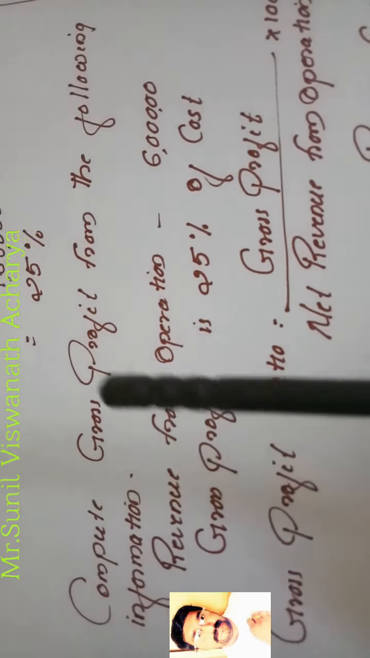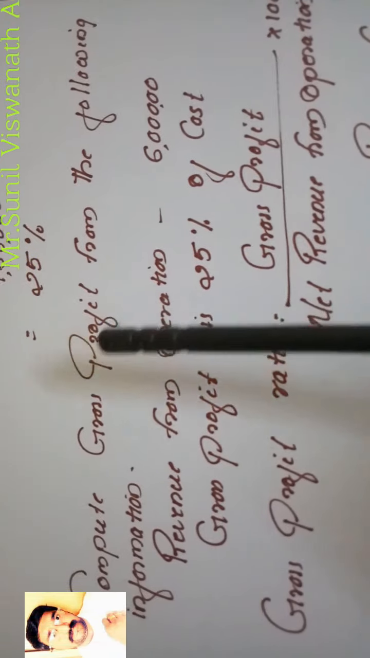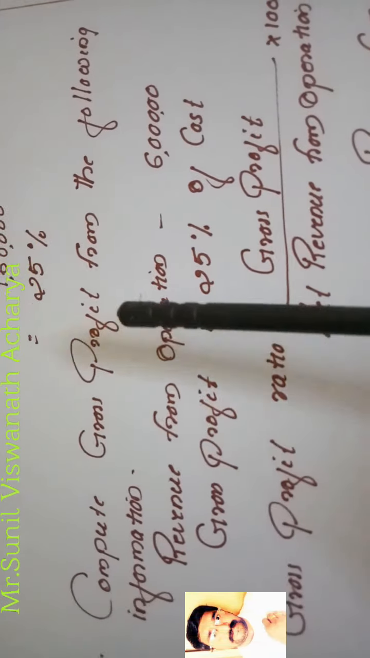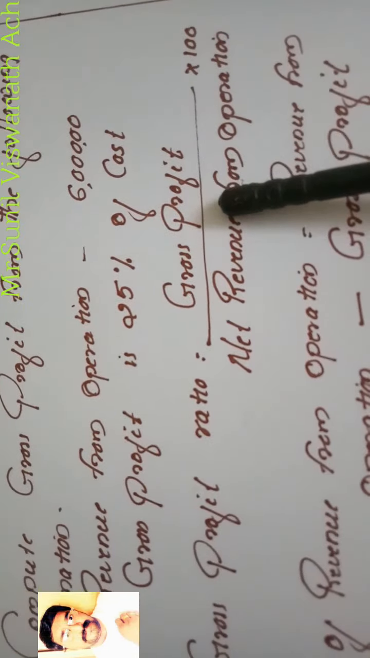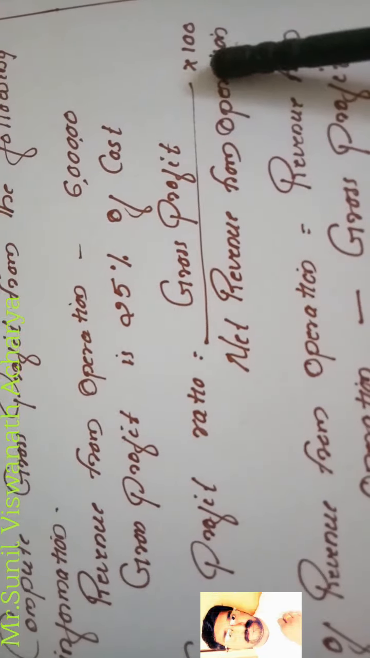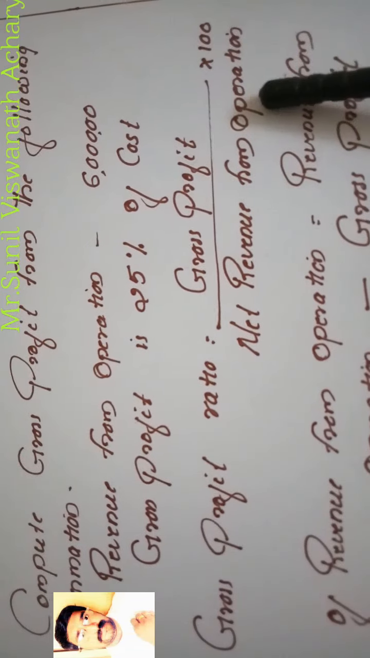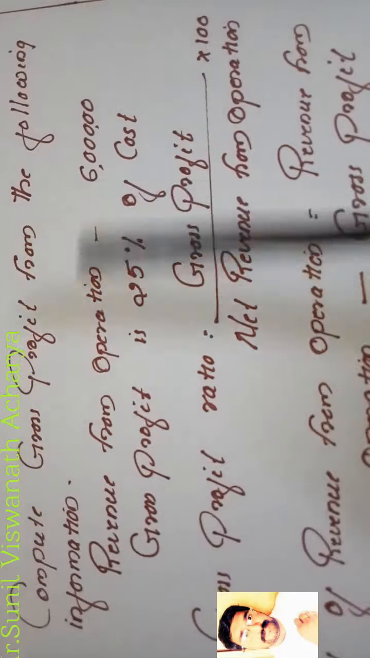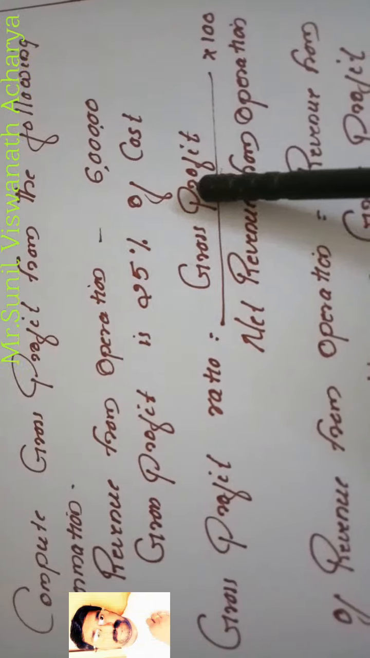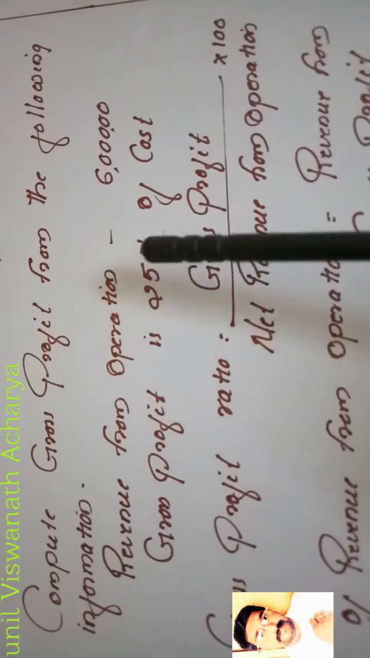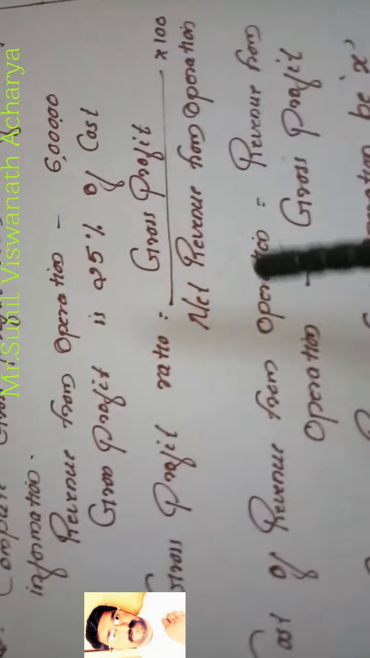We have to calculate gross profit, and as well we can calculate the gross profit ratio. I forgot to mention, not only gross profit, we have to calculate the gross profit ratio. Gross profit ratio is equal to gross profit divided by net revenue from operation into 100. So we need gross profit and net revenue from operation. Revenue from operation is given, with no sales return, so this is net revenue from operation. But gross profit we have to calculate, because gross profit is given as 25% of cost, and cost means cost of revenue from operation.